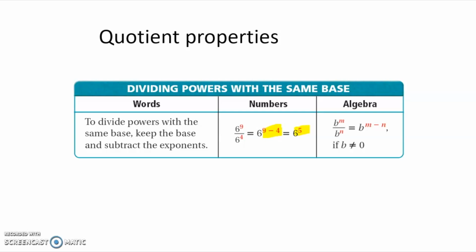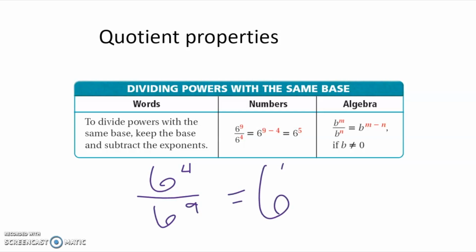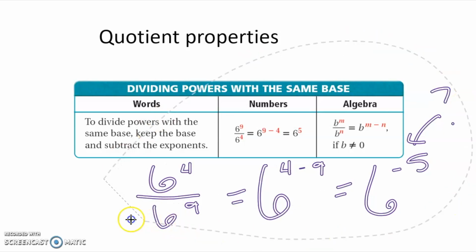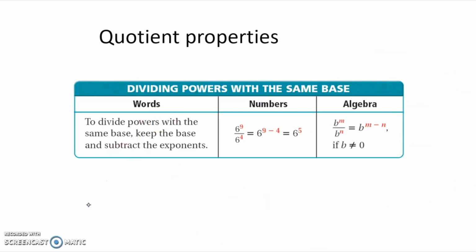Now, what I want to look at is what happens if when we do that subtraction, we end up with a negative. So, for example, if I have something like 6 to the 4th divided by 6 to the 9th, if I were to follow those rules, it would become 6 to the 4 minus 9, which is a negative 5. So today we're going to be talking about, well, what the heck does that negative 5 mean? And what will we do from there? So let's take a look at some of these together.